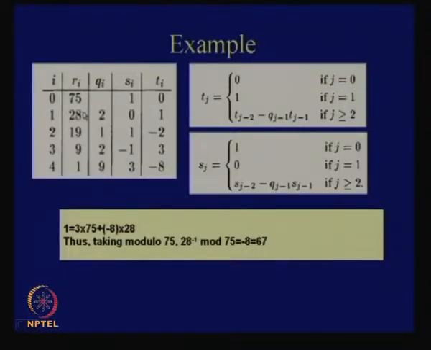So, this is an example, the same example. Previously we were taking two numbers 75 and 28. You plug this into the extended Euclidean algorithm, and you get the QI series, these are the corresponding quotients, and this is the S series and this is the T series. So, you can use this particular recurrence to compute these values.